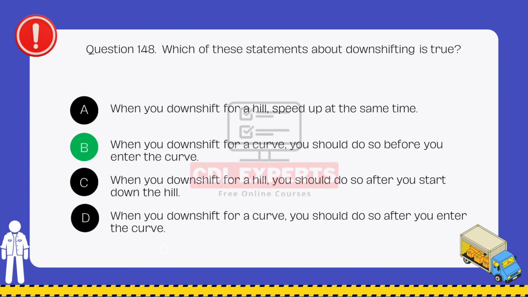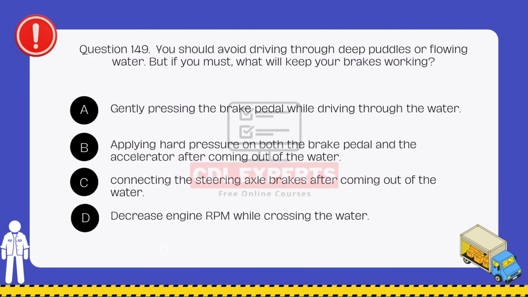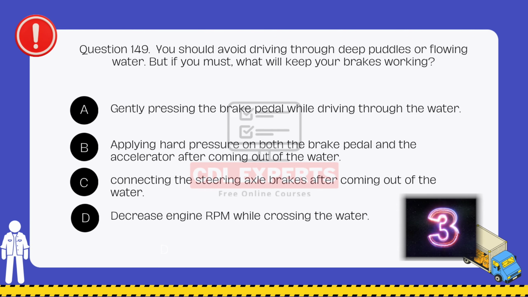The correct option is B. You should avoid driving through deep puddles or flowing water, but if you must, what will keep your brakes working? Gently pressing the brake pedal while driving through the water. Applying hard pressure on both the brake pedal and the accelerator after coming out of the water. Connecting the steering axle brakes after coming out of the water. Decrease engine RPM while crossing the water.